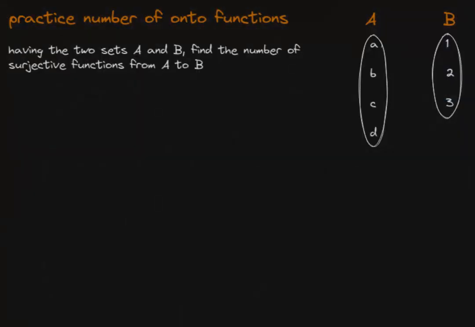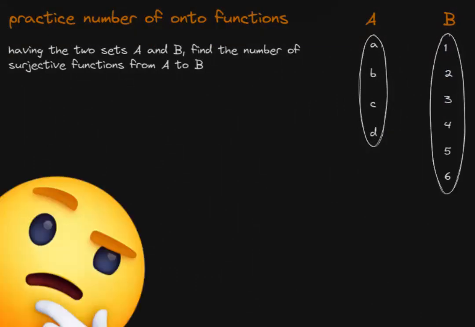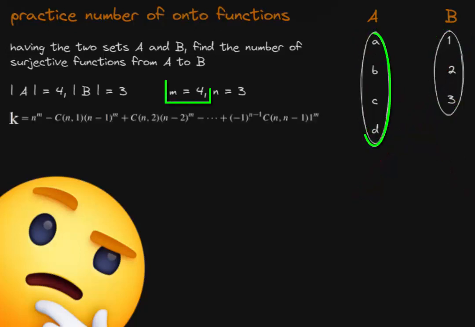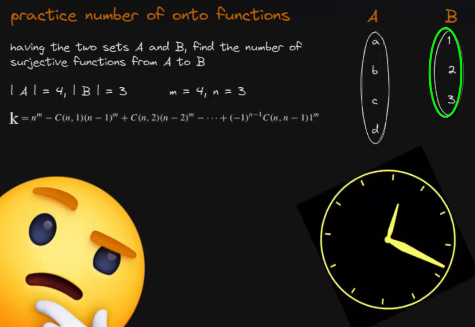Now, you may be wondering what happens if B has more elements than A. Well, in that case, that will not be a surjective nor an onto function. Using the previous method, find the number of possible onto functions from A to B. Remember that m is the number of elements in the domain set and n the number in the range.